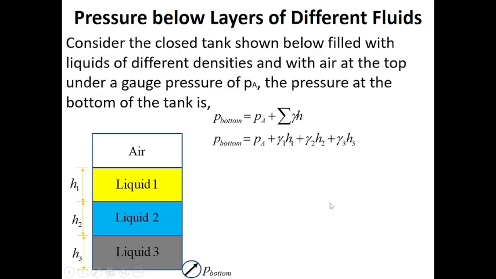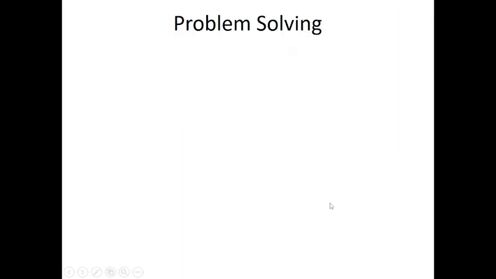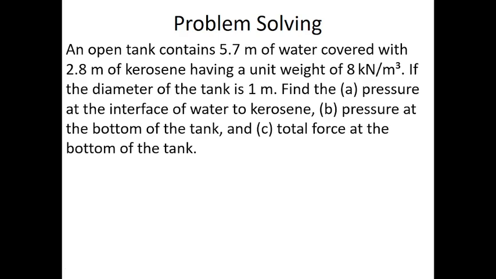So let's answer a problem with regard to this topic. Here's the problem. An open tank contains 5.7 meters of water covered with 2.8 meters of kerosene, having a unit weight of 8 kilonewtons per cubic meter. If the diameter of the tank is 1 meter, find letter A, pressure at the interface of water to kerosene. Letter B, pressure at the bottom of the tank. And C, total force at the bottom of the tank.